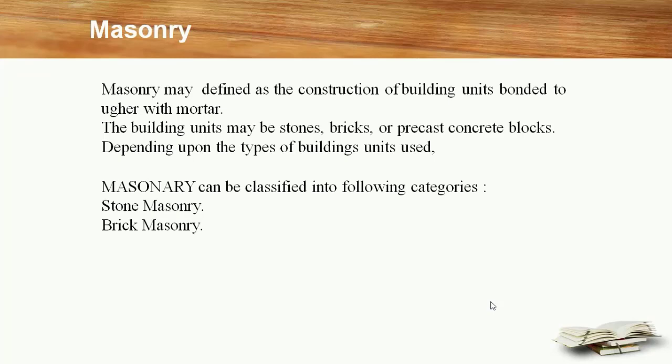The National Building Code specified that the compressive strength of the building block should not be more than 3.5 Newton per mm square. We will go into detail in the next lecture where we discuss the stone masonry. Masonry may be defined as the construction of building units bonded to each other with the mortar, depending on the types of units used. Masonry is classified into two categories: stone masonry and brick masonry.